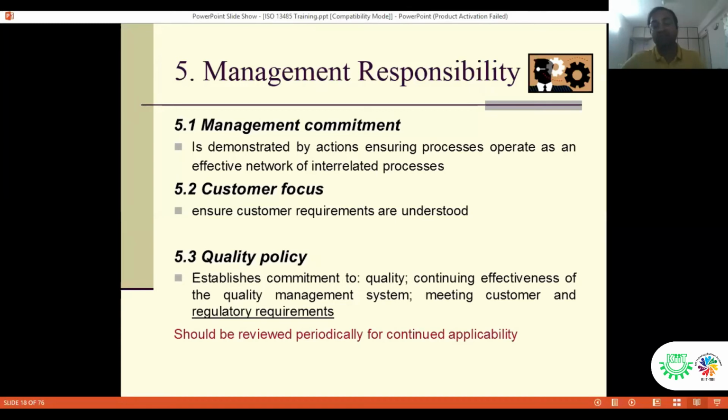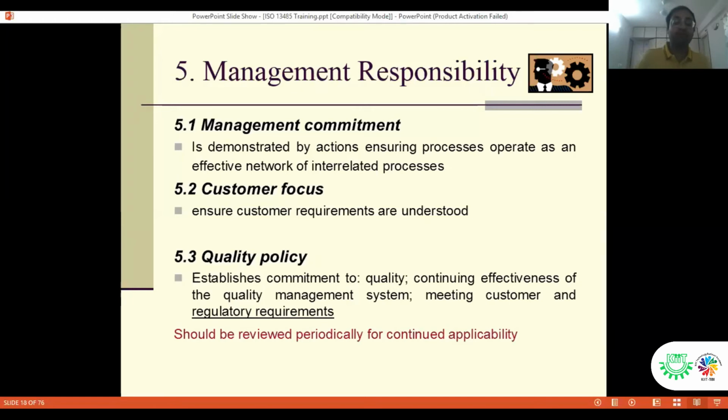And how to achieve their knowledge? They are conducting some type of external training programs for their employees so that they can increase their knowledge with respect to 13485.